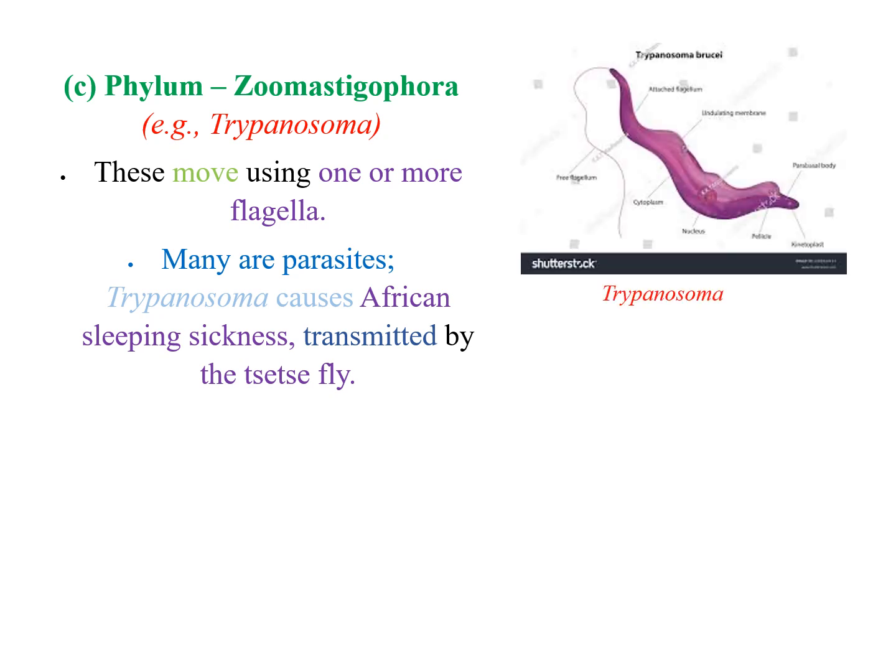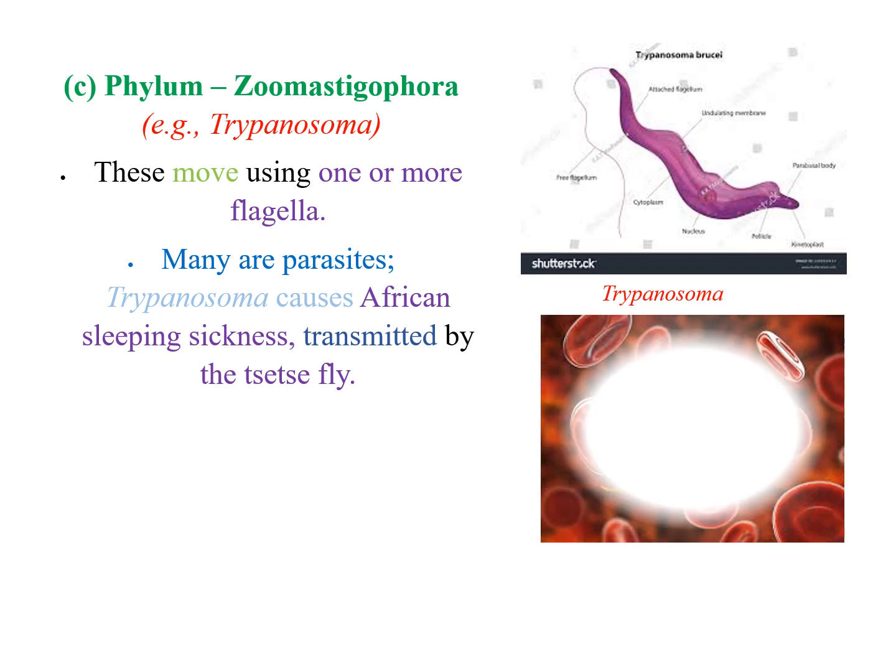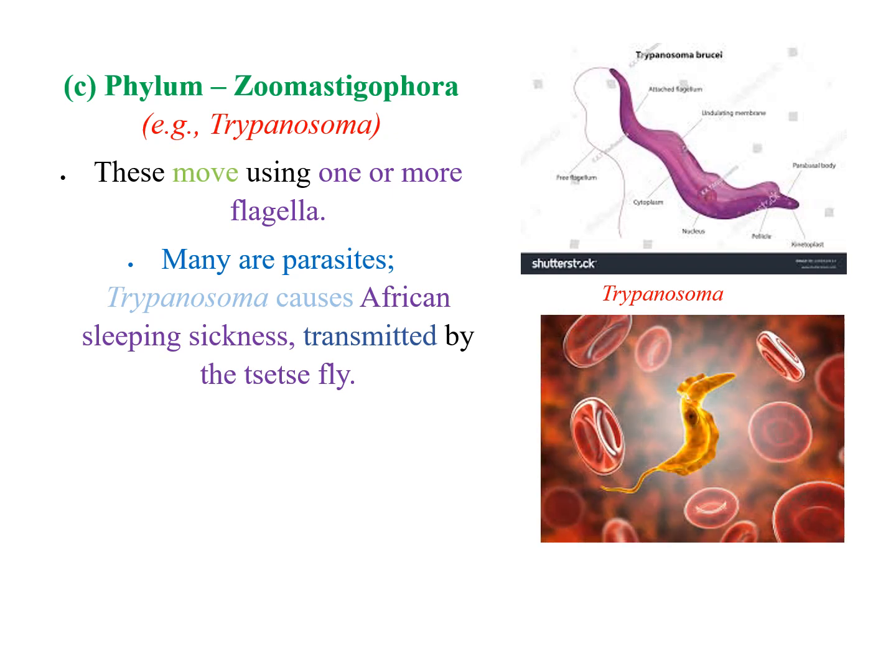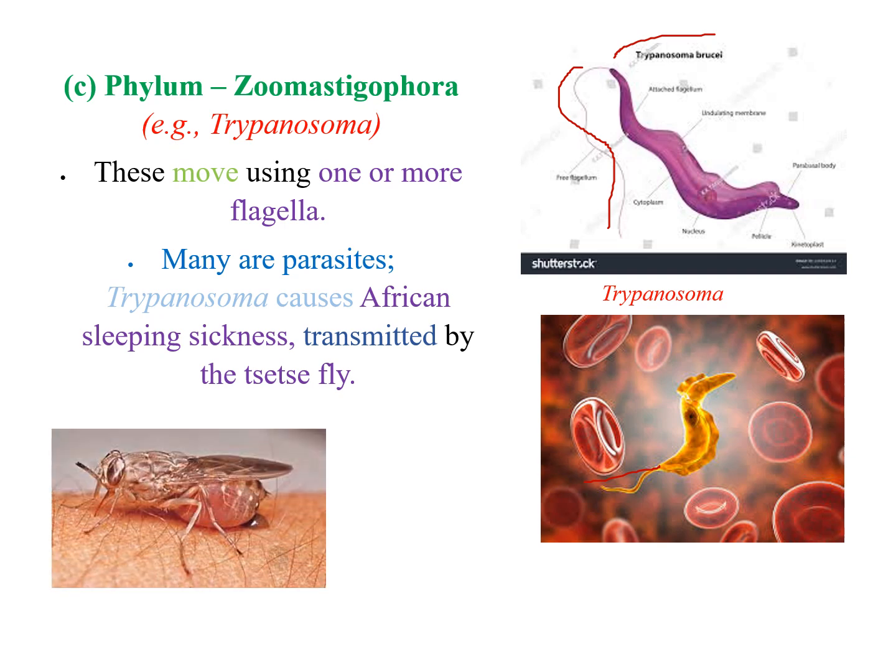So this is the structure of Trypanosoma. This shows the RBC and the Trypanosoma structure. It moves using one or more flagella. It has one flagellum, and sometimes has two flagella. This is the tsetse fly.